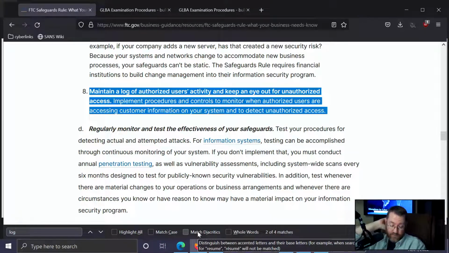Okay, so there's one other piece that we need to really talk about on this, because it says it in here, but I think people kind of misunderstand what it means. Unauthorized access.